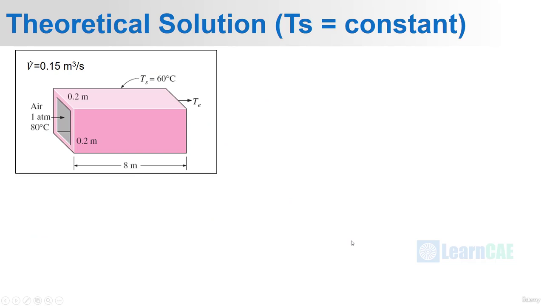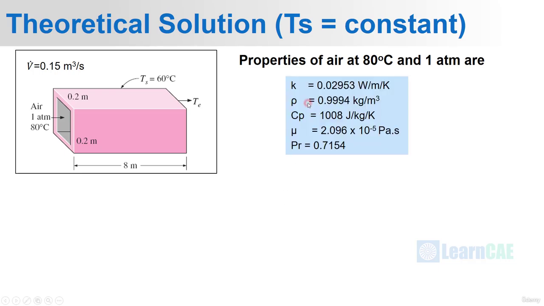Let us start. First, we shall find out the properties of air at 80 degrees Celsius and 1 atmosphere. Because here we will not be able to find out the mean bulk temperature because the inlet temperature is known but the exit temperature is not known. So we shall calculate the properties of air at 80 degrees Celsius. The properties are given here: thermal conductivity, density, specific heat, dynamic viscosity and Prandtl number. Prandtl number is nothing but mu Cp by K.